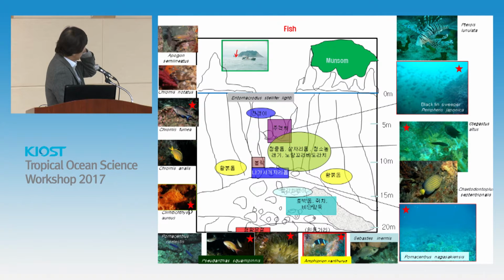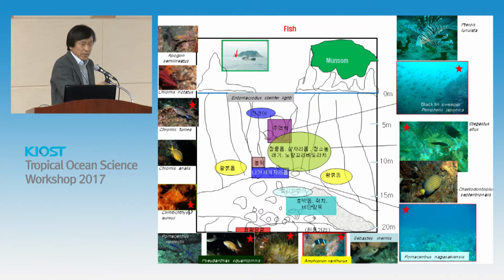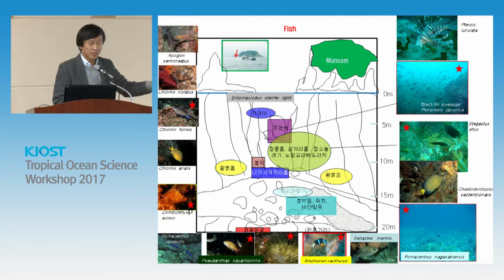And for the fishes also, I made a checklist of the fishes, with the stock size, the size and the species concepts underwater like this. I drew the distribution of each species. The red star marks species that are only distributed in this area.